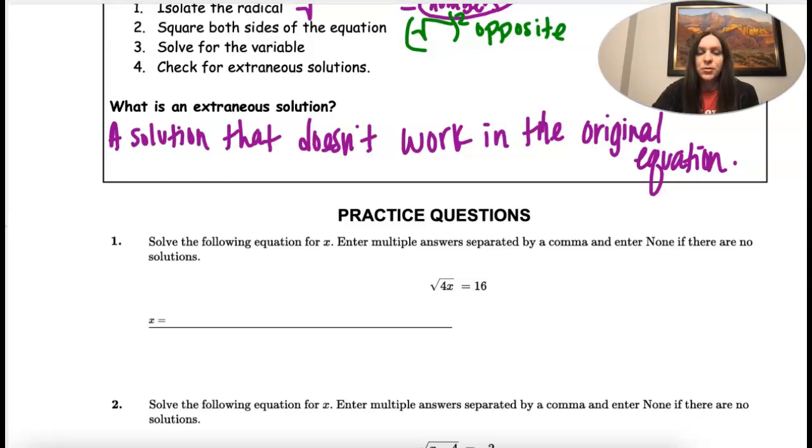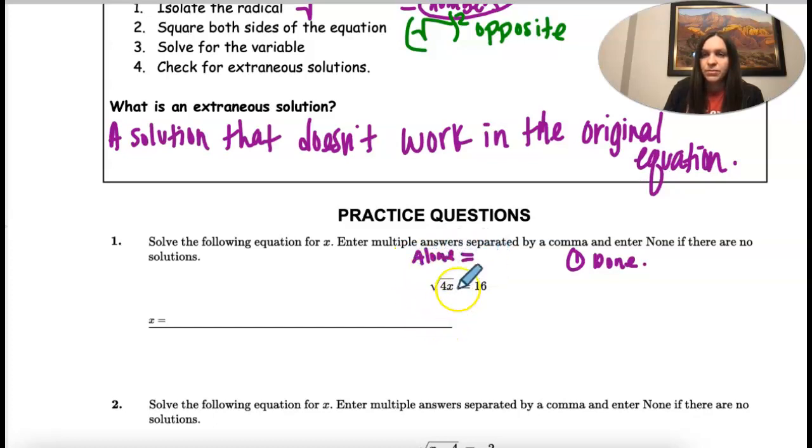So let's start number 1. We're going to solve the following equation for x, enter multiple answers separated by a comma, and enter none if there are no solutions. So I'm going to go back up here. Step 1 is isolate the radical, which is already done. So step 1 is done. It's already isolated, meaning that the radical's alone, and then there's an equal sign.